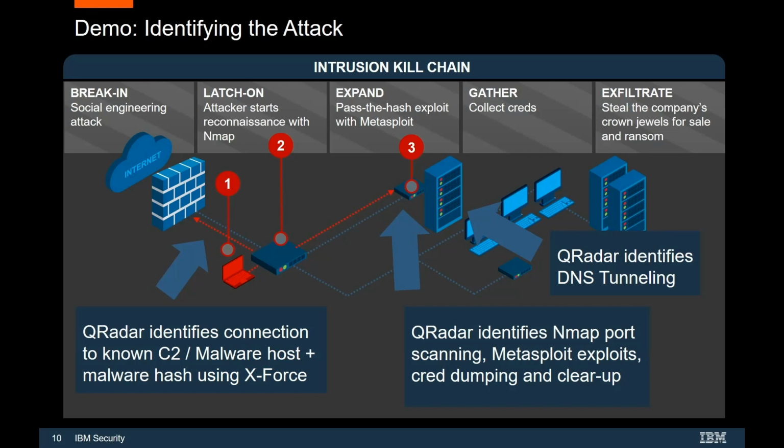We'll see that QRadar can see the initial phish by the user's connection to a known malware host, but also by the malware hash of the malware that was downloaded onto the user's machine. We'll see the Nmap port scan that the attacker uses for reconnaissance. We'll see the pass the hash attack, and we'll see hopefully the identification of the actual module that's used. Finally, we'll see the establishment of a DNS tunnel within the environment.